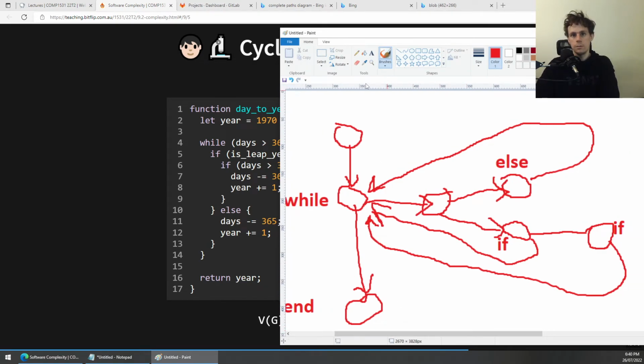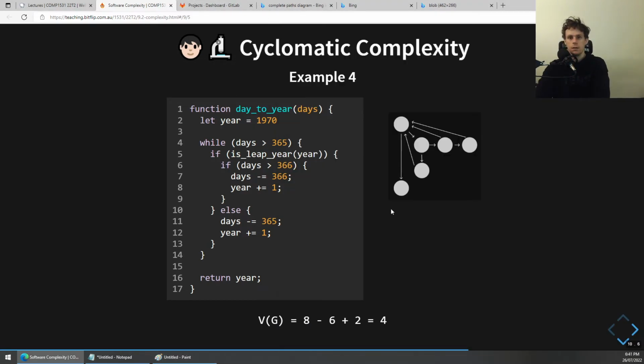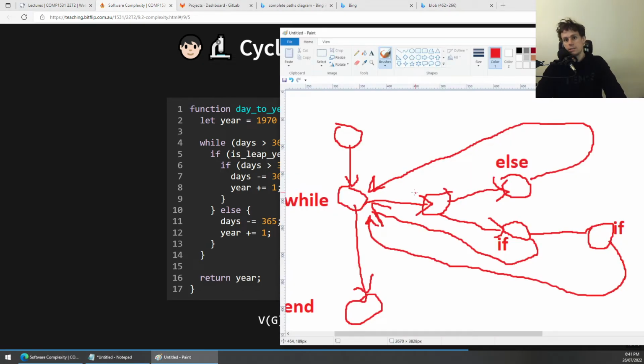Now the arrows, I know, are a little bit annoying. Probably should have done this kind of thing in Miro or something. But the point is that what's drawn here is exactly the same. It just kind of looks different.